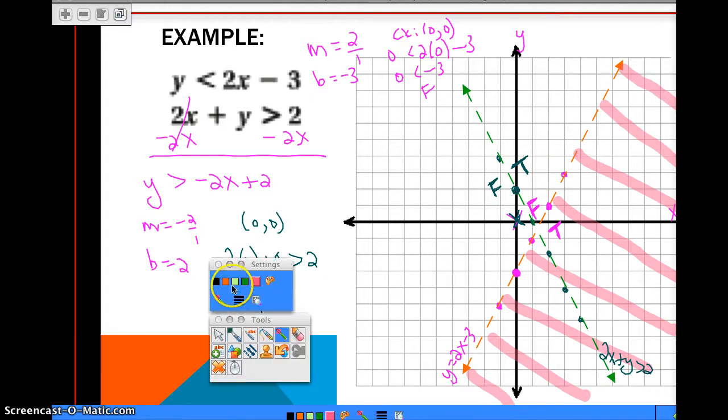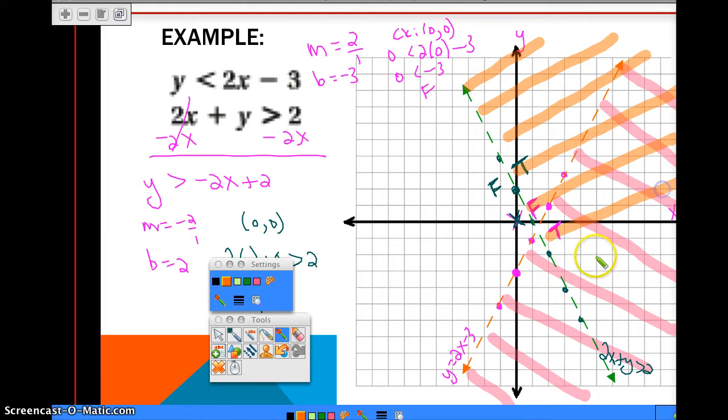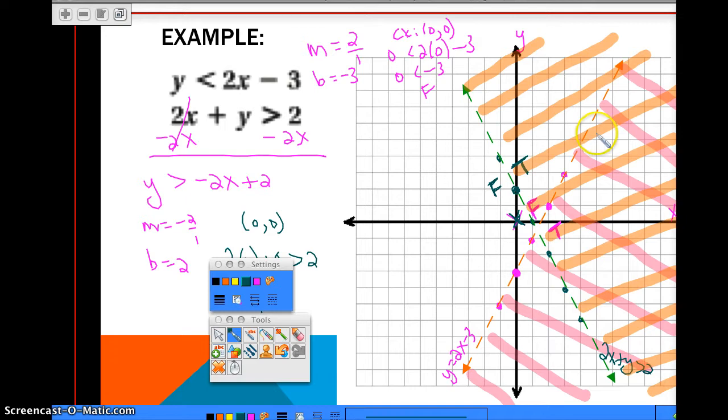Therefore, when we go to shade, we have to shade the true side, which is this side. Keep it neat, because now it's starting to overlap, which starts to make it look confusing. Now, a lot of times when you graph inequalities, they're not going to intersect at an exact point like equations. That's okay, because really your solution is where the two shaded areas overlap.